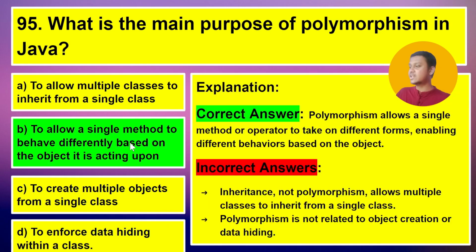So here the correct answer is option B. As you can see, polymorphism allows a single method or operator to take on different forms, which enables different behavior based on the object. Other options are incorrect because inheritance is not polymorphism, which allows multiple classes to inherit from a single class. Polymorphism is not related to object creation or data hiding.